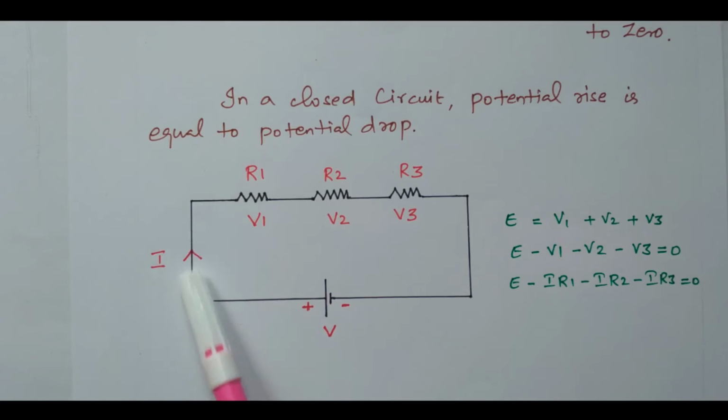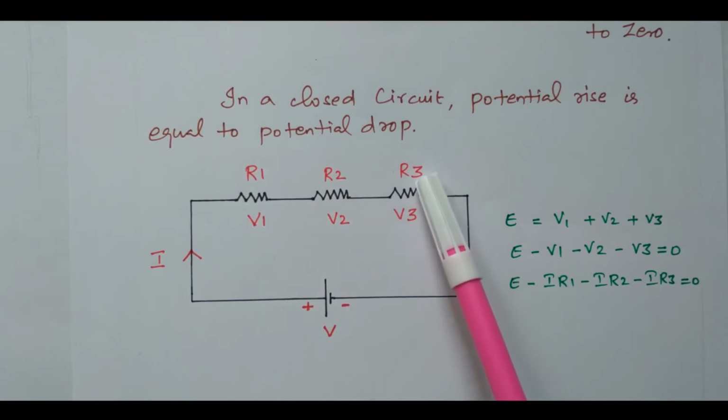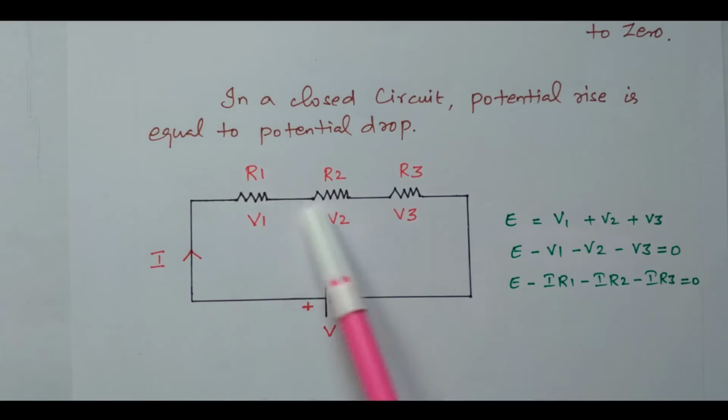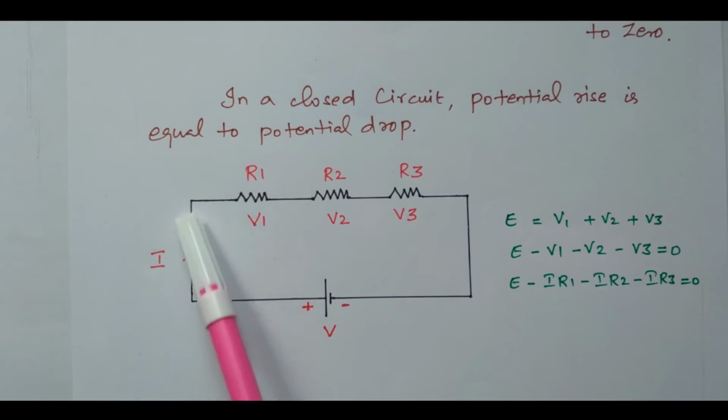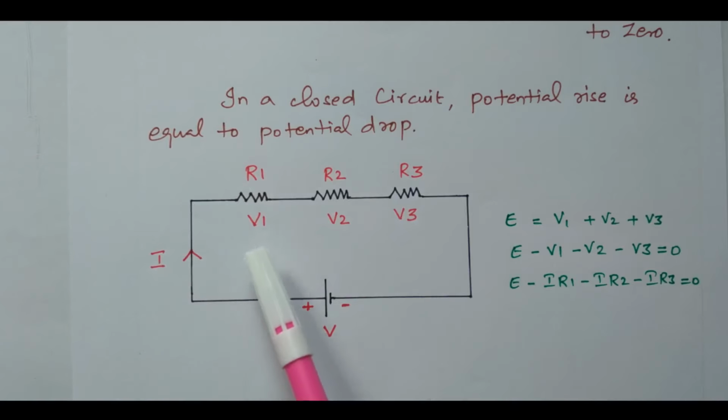This I is the current flowing through the closed circuit. Because the three resistors are connected in series, the same current I is flowing through all three resistors. The voltage drop across R1 is V1. The voltage drop across R2 is V2. Voltage drop across R3 is V3. Right? So we have three resistors connected in series, energized by the voltage source. The total current is I, and the same current is flowing through all three resistors.